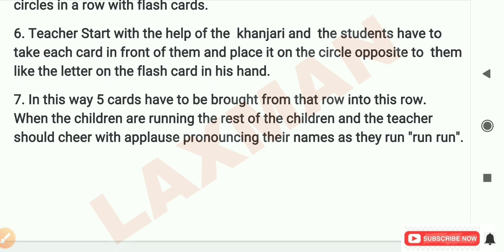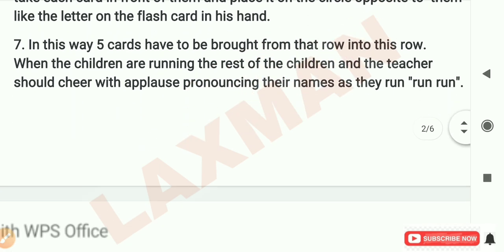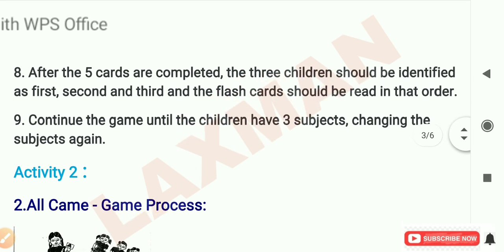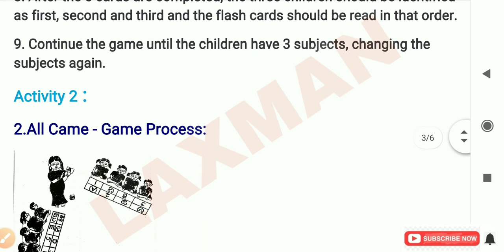When the children are running, the rest of the children and the teacher should cheer with applause, pronouncing their names as they run. After the 5 cards are completed, the 3 children should be identified as first, second and third, and the flashcards should be read in that order. Continue the game until the children have covered the 3 subjects, changing the subjects again. This is the first activity.